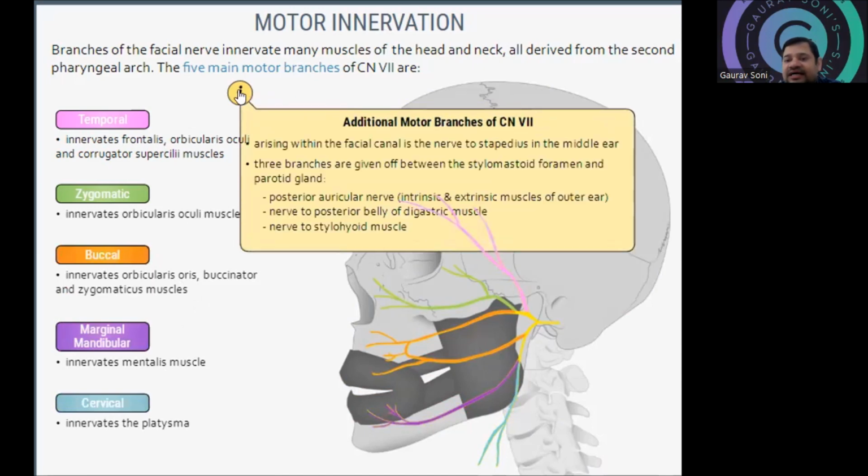Again, I will show you the additional branches. They arise from the facial canal, the nerve to stapedius in the middle ear. The 3 branches are the posterior auricular nerve, the nerve to the posterior belly of digastric, and the nerve to stylohyoid muscle.